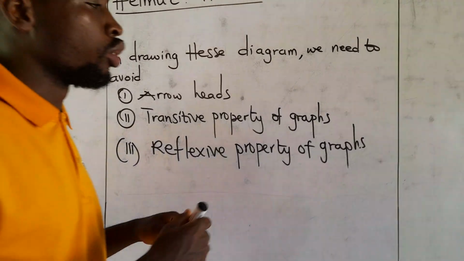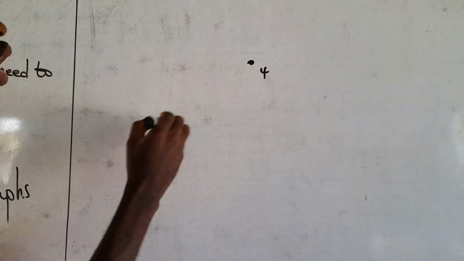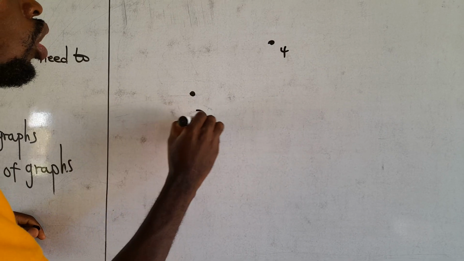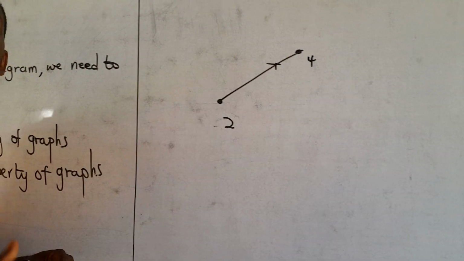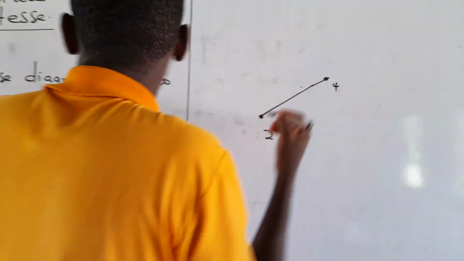When we say arrowhead, for instance, if let's say 2 relates to 4 and we are drawing a line from 2 to 4, we need to avoid arrowhead as we used to do when we're doing directed graphs. So we have to avoid arrowheads. So that's the first one.